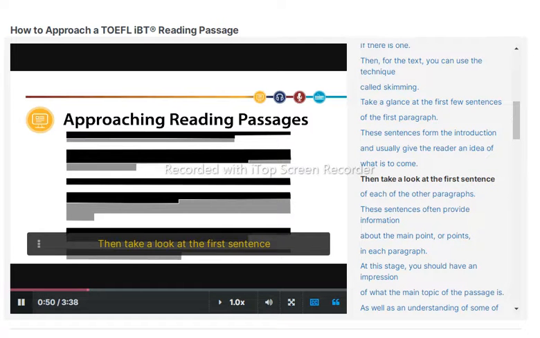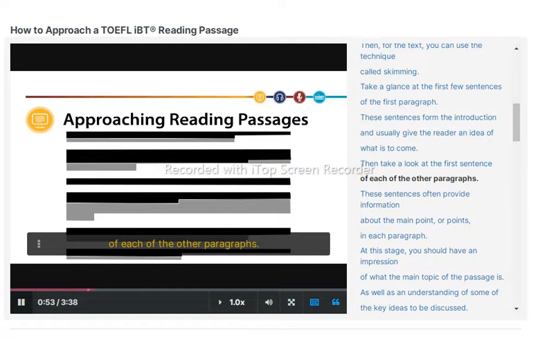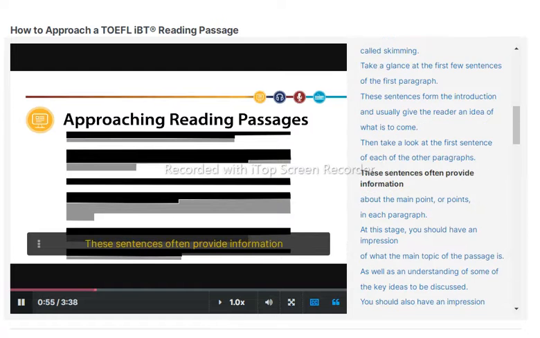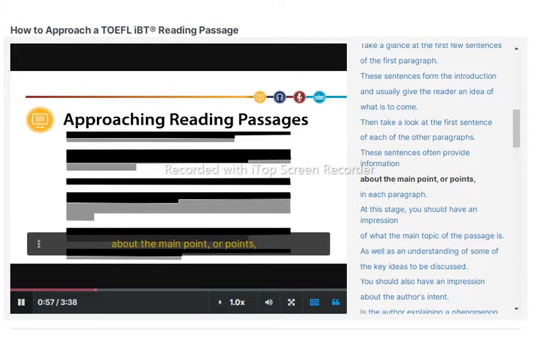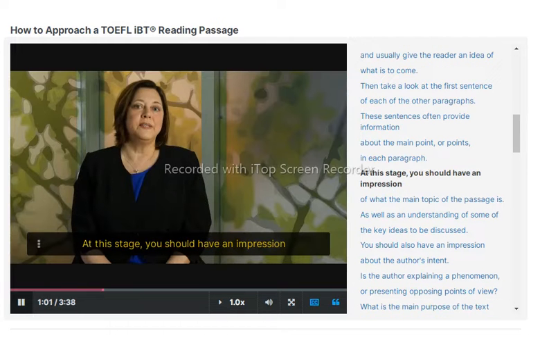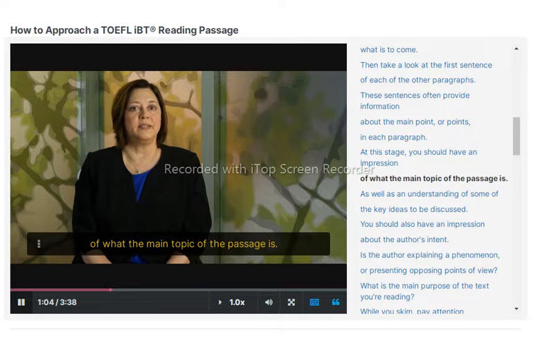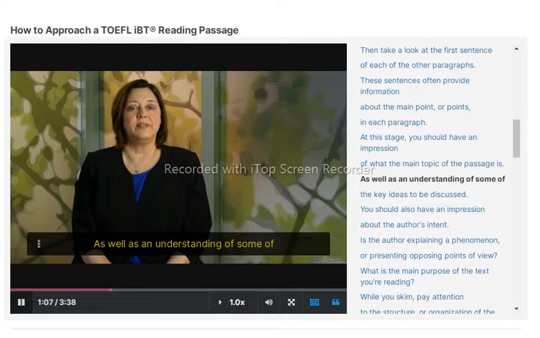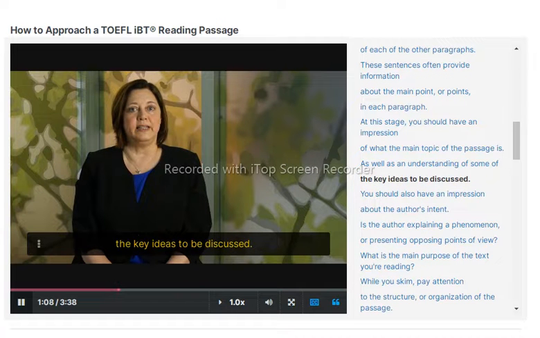Then take a look at the first sentence of each of the other paragraphs. These sentences often provide information about the main point or points in each paragraph. At this stage, you should have an impression of what the main topic of the passage is, as well as an understanding of some of the key ideas to be discussed.